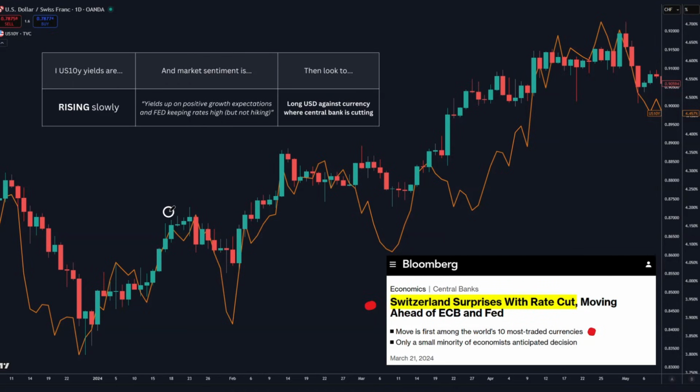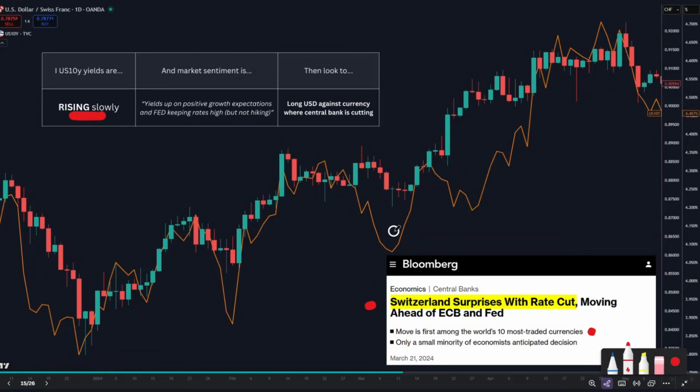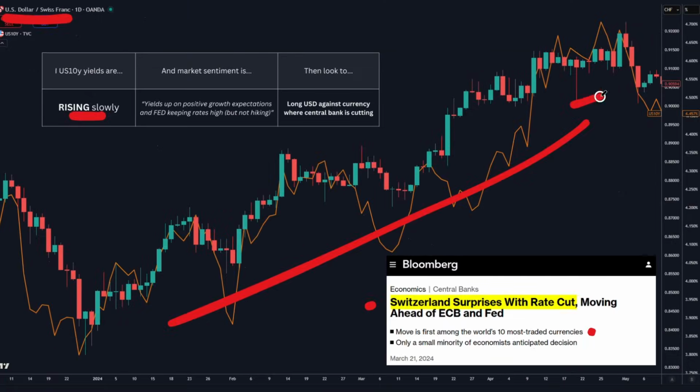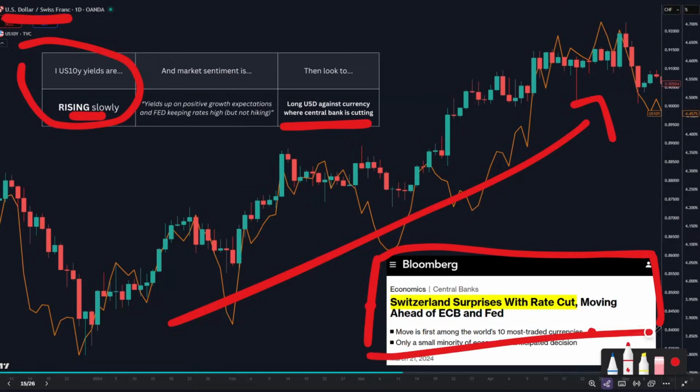So this created the perfect environment where US yields were rising slowly. On the other side, we had the Swiss franc in Switzerland. The Swiss National Bank was cutting rates. So what happened? The US dollar against the Swiss franc went up, following US yields, because there was this divergence between the two. Now we were in this regime. We know that we need to look for the dollar against a currency where the central bank is cutting. In this case, it was Switzerland.